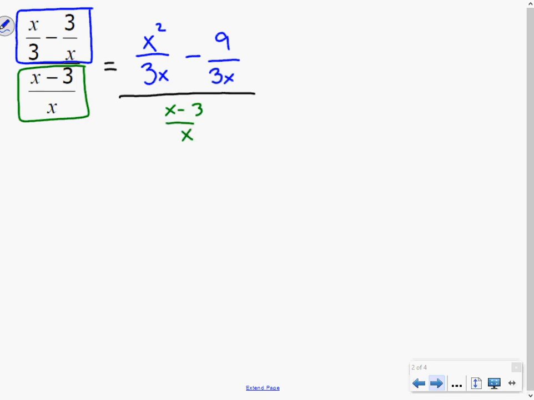So now again, if we're looking back just up into the numerator, what's in blue, I can now subtract those two rational expressions. That would give me x squared minus 9, and we keep that same denominator, 3x, and that is being divided by x minus 3 over x. So now we have a single rational expression being divided by a single rational expression. Let's go ahead and rewrite this.